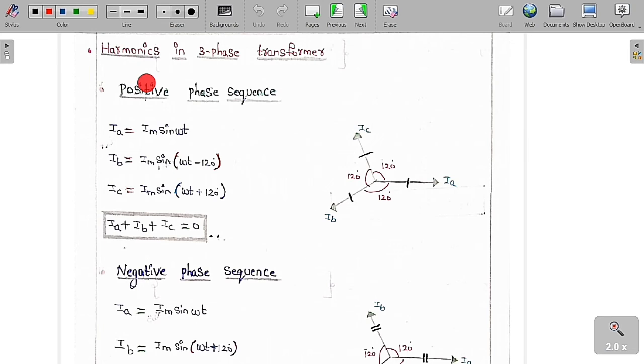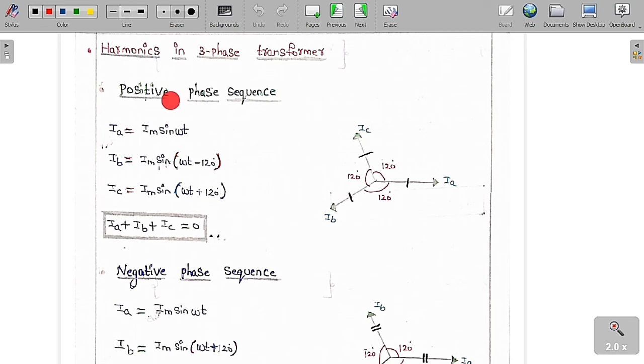So now we will discuss harmonics in a three-phase transformer. What are the types of harmonics that are going to be present in a three-phase transformer or in any machine? If you take any machine, what harmonics are going to be present? Now we will see each and every type. Generally we are going to study this for three-phase transformers. So harmonics in a three-phase transformer.